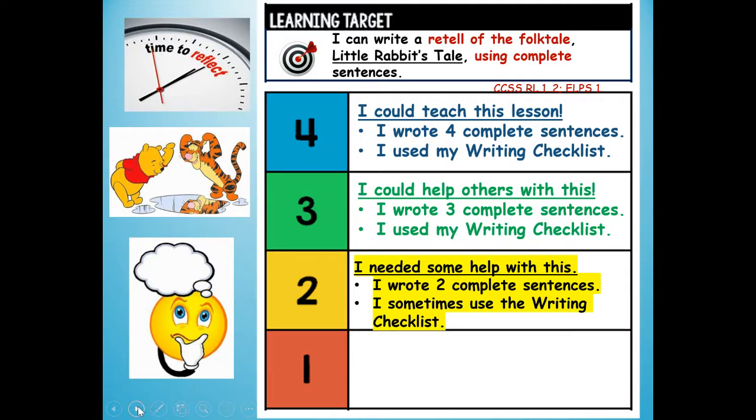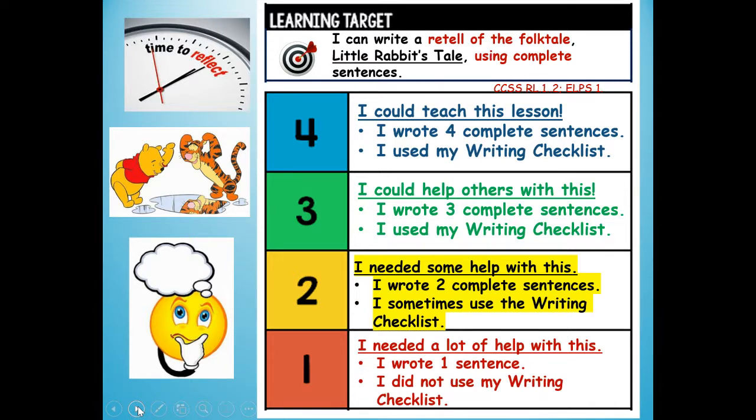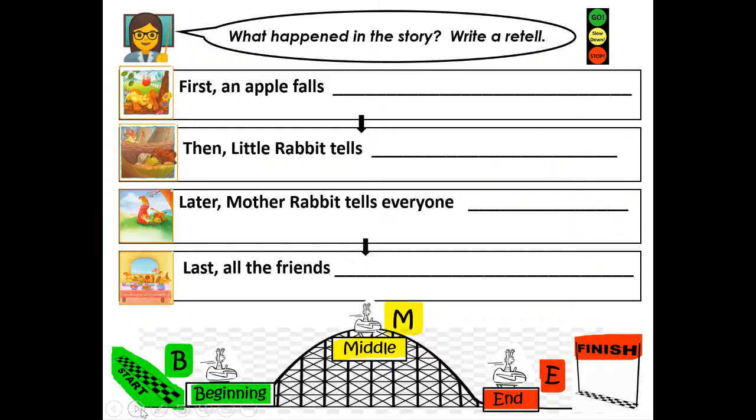Or would you give yourself a 1? I needed a lot of help with this. I wrote 1 sentence and I did not use my writing checklist. So how do you think you did? 4, 3, 2, or 1? Write your reflection on the top of your paper. And you can check your work with mine.